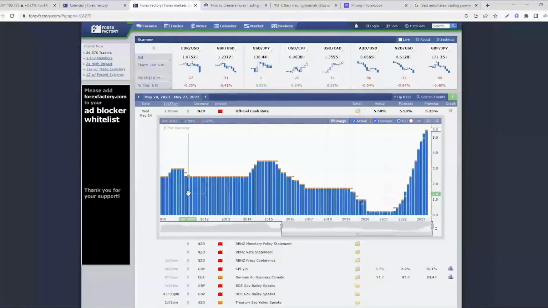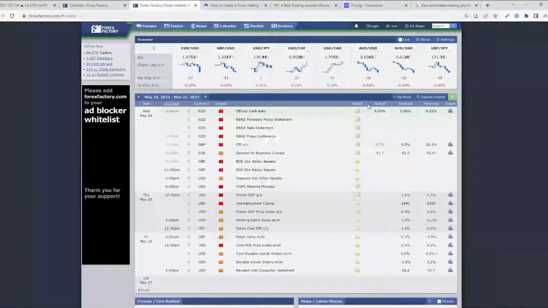So this is the official cash rate of New Zealand. The Reserve Bank of New Zealand raised their interest rates earlier today, at 2 a.m. GMT, so very early in the morning GMT time. They raised it from 5.25% to 5.5%, in line with forecasts.